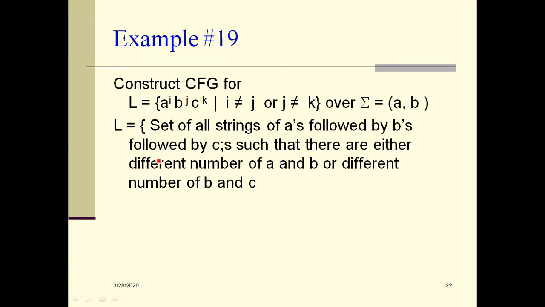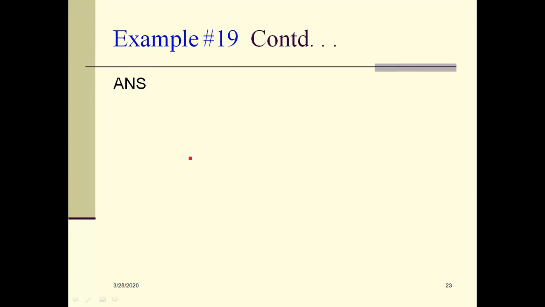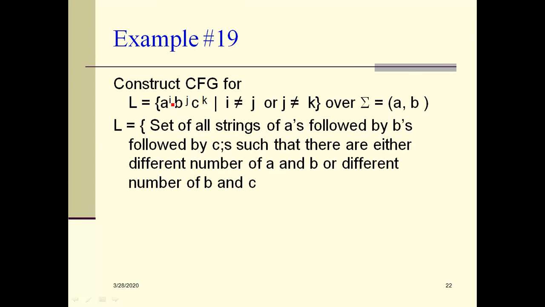Now see this is A raised to power I, B raised to power J, and C raised to power K, where I is not equal to J or J is not equal to K over alphabet A, B, right? Or in other words, you can say the set of all those strings of A followed by B followed by C such that there are either different numbers of A and B or different numbers of B and C. You understand what I'm saying?